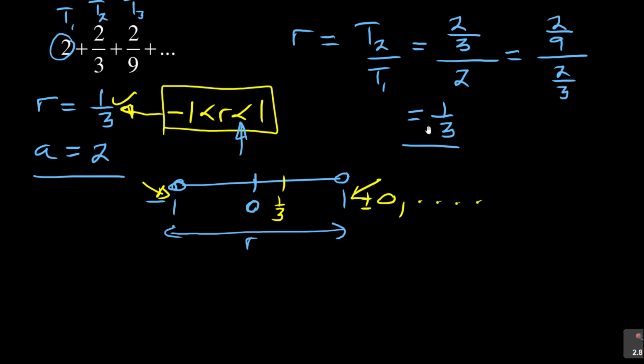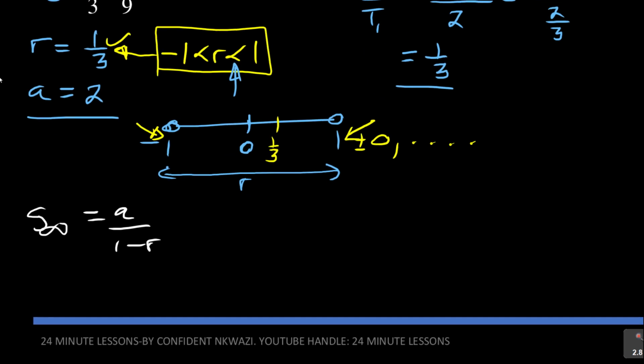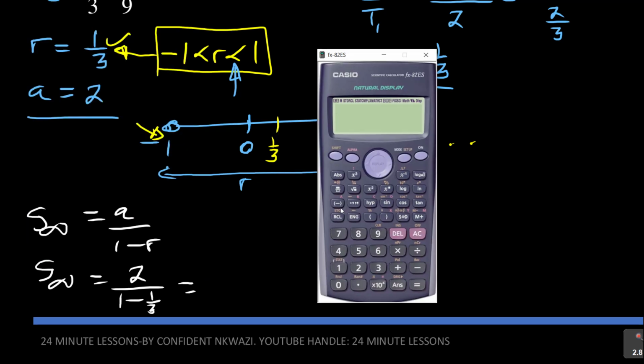From there, you can now write the formula for sum to infinity. What is it? Sum to infinity is equal to a over 1 minus r. And then we continue. Sum to infinity is a, which is 2, over 1 minus 1 over 3. So where is it going to converge? That is the part. And then use a calculator there, which is 2 over 1 minus a third.